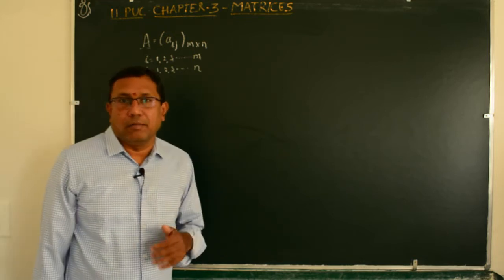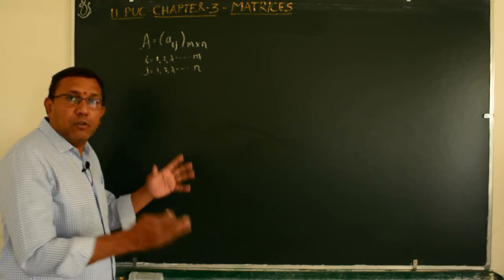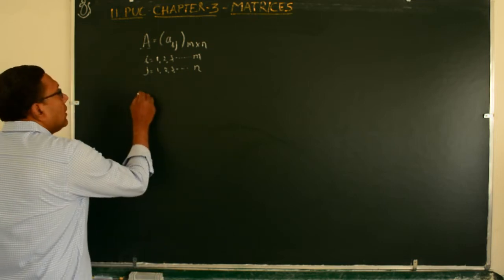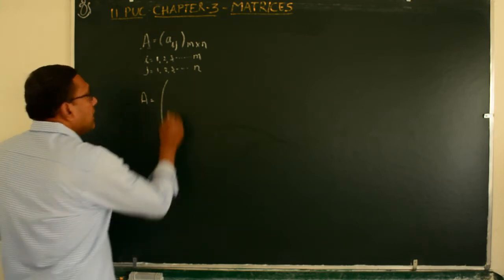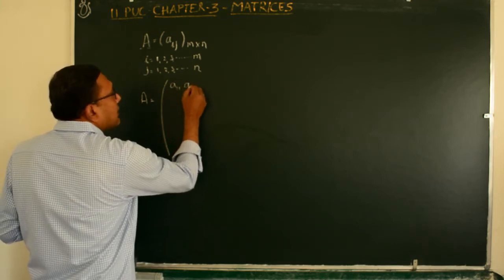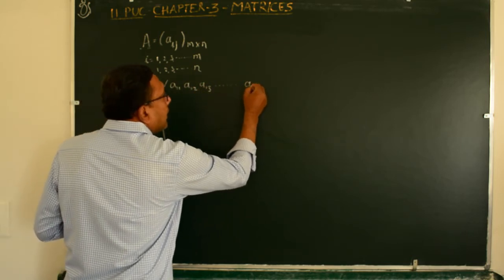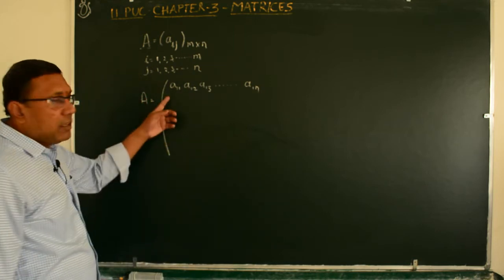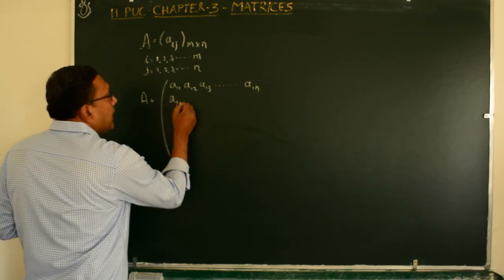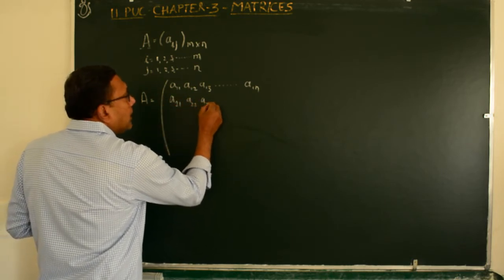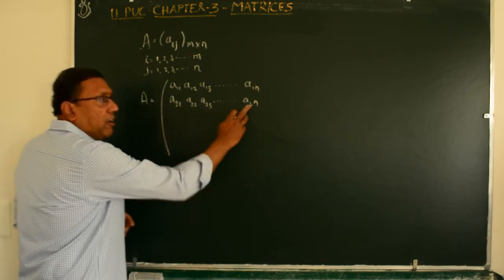and n columns. We can also expand this. Suppose that if you expand this, the matrix will look something like this: A11 first element, A12, A13, etc. up to A1n. These are all the elements of the first row. And similarly, if you expand A21, A22, A23, etc. up to A2n, there are n columns. This is the second row.